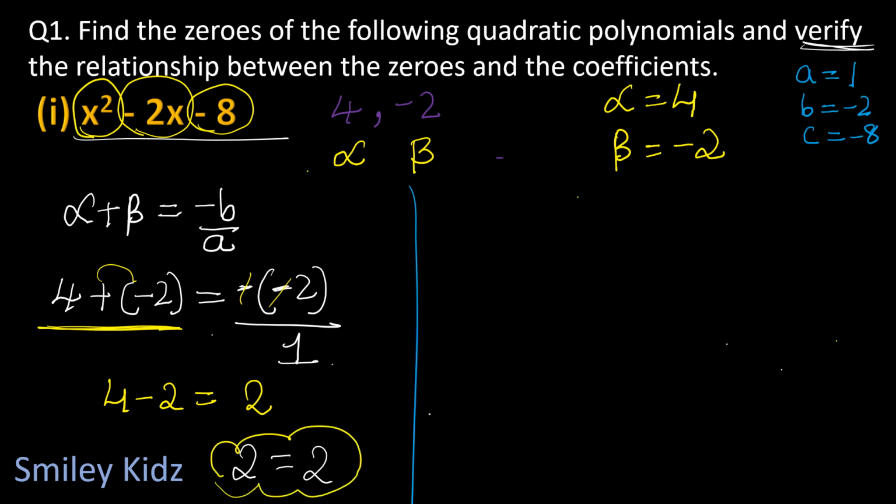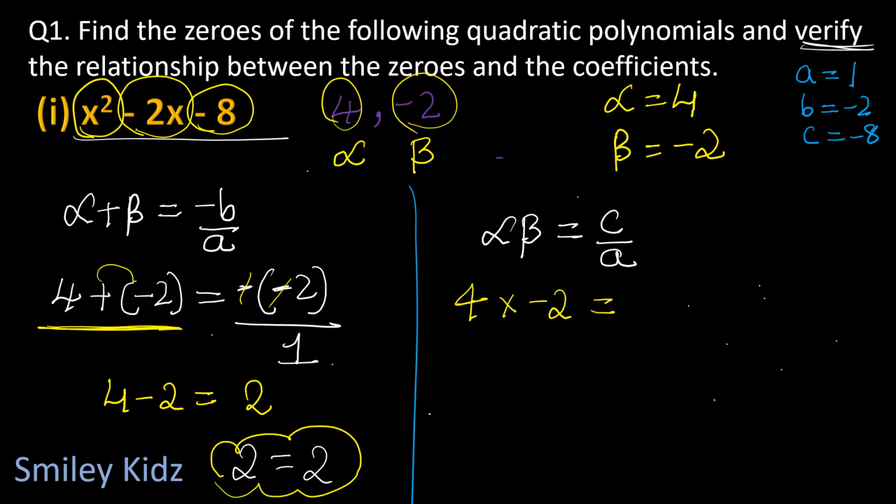Now let's have a look at the product of the zeros and its coefficients. Now we know that alpha beta, that means the product of zeros, is equal to c by a. And we know the zeros are 4 and minus 2, isn't it? So 4 times minus 2 must be equal to c by a. Then only we can verify the relationship between the product of zeros and the coefficients, isn't it? And we know that the value of c is minus 8. So minus 8 upon, what is the value of a?